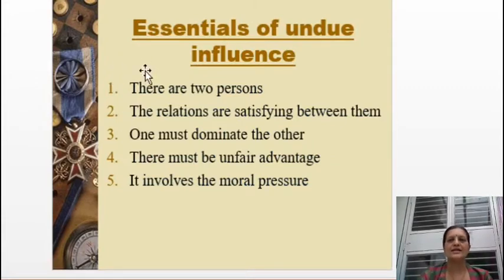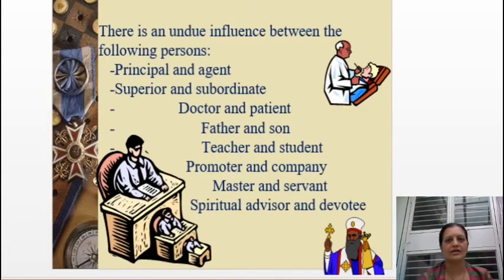Let us discuss the essentials of undue influence. In case of undue influence, number 1, there are two persons. Number 2, the relations are subsisting between them. Number 3, one must dominate the will of the other. Number 4, there must be unfair advantage. The unfair advantage must be taken by the person who is in the dominating position. Number 5, it involves moral pressure. So undue influence is also called moral coercion.